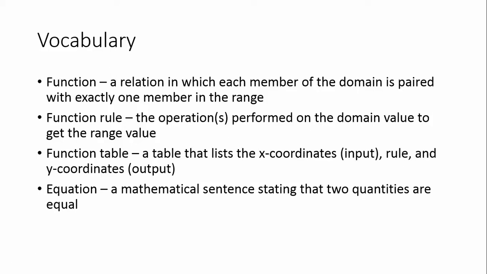A function is a relation in which each member of the domain is paired with exactly one member in the range. Remember, the domain are the x values and the range are the y values. A function rule is the operation or operations performed on the domain value to get the range value. A function table is a table that lists the x coordinates, the input, the rule, and the y coordinates, the output. And an equation is a mathematical sentence stating that two quantities are equal.